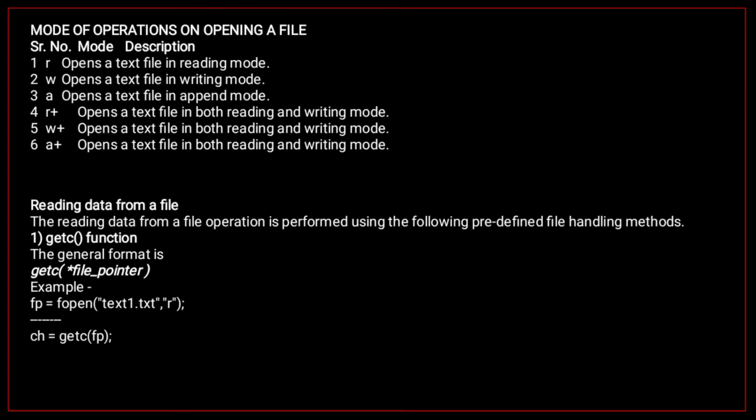Now see this example: fp = fopen("text1.txt", "r"); And how to use this function? ch = getc(fp); This is the use of the getc function.